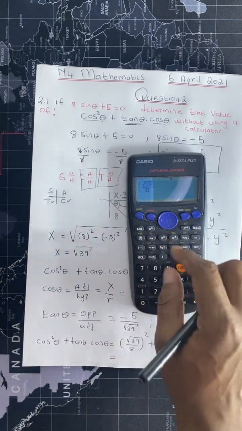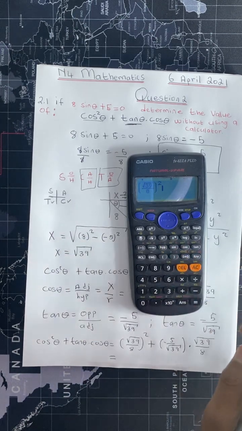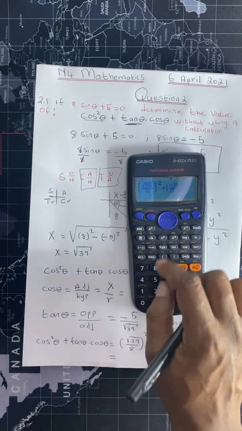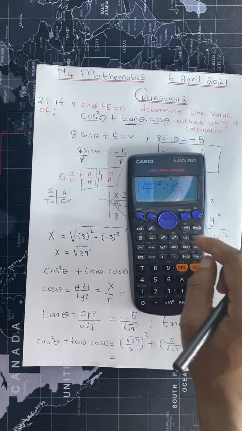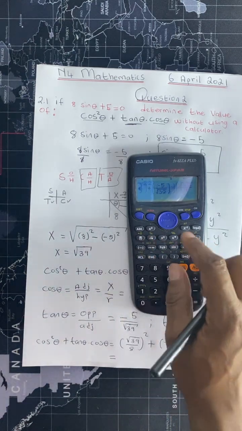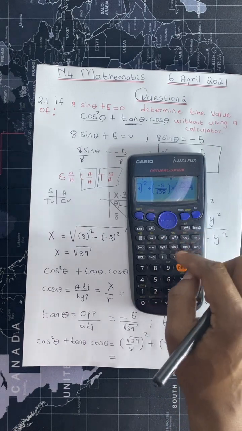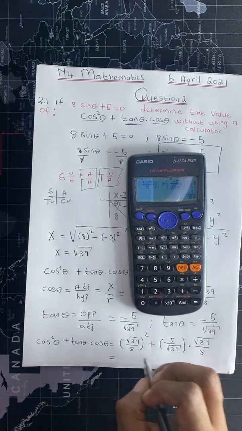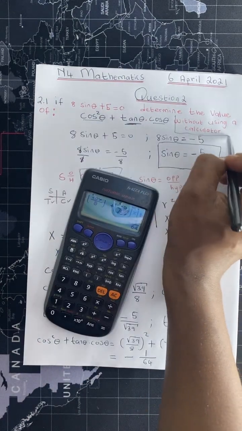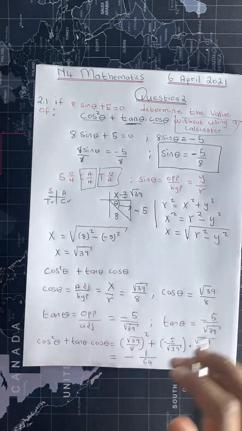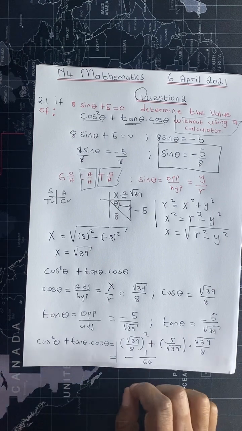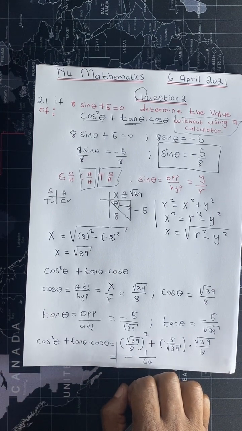The square root of 39 divided by 8, squared, plus negative 5 divided by the square root of 39, multiplied by the square root of 39 over 8. This is equal to negative 1 over 64. The instruction without the use of a calculator doesn't apply when you are already at this point. So the answer for question 2.1 is equal to negative 1 over 64.